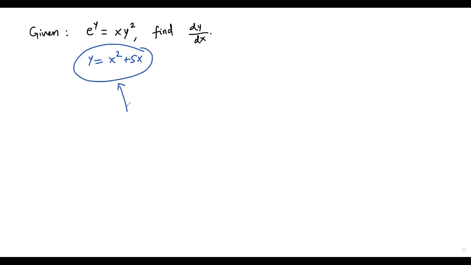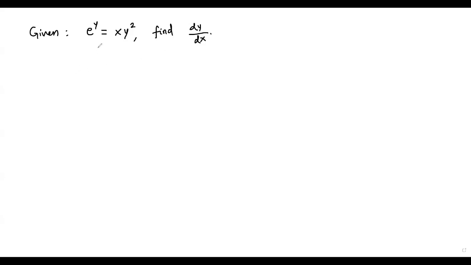Actually, the function which I have written in blue color is solved for y in terms of x. So this is called an explicit function. But the one we have in our original problem, that is e to the y power equals x times y square, is not an explicit function. It's called an implicit function because it has not been solved for y. Anyways, we have to find dy by dx. That is, we have to find the derivative of y with respect to x.